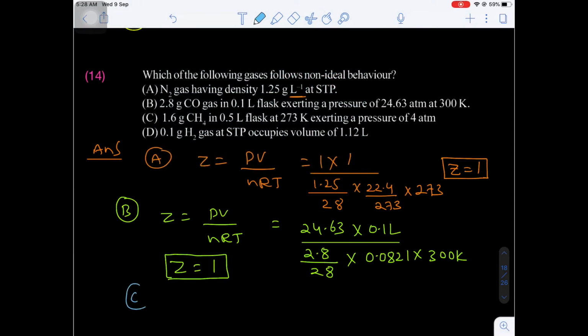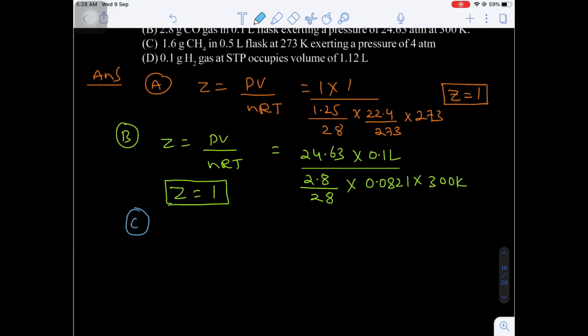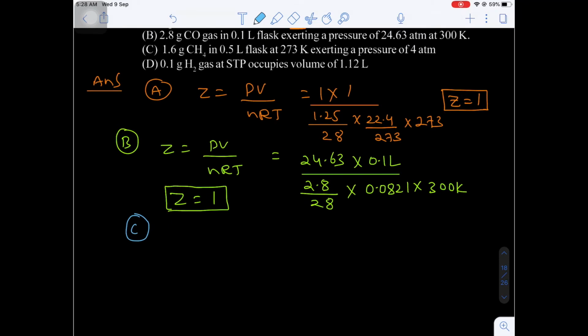Now come to option number C. In the third option, 1.6 grams of methane in a 0.5 liter flask at 273 Kelvin temperature exerting a pressure of 4 atm. Now what is the compressibility factor? Z is again PV by nRT. What is the pressure given here? 4 atmosphere. What is the volume given?